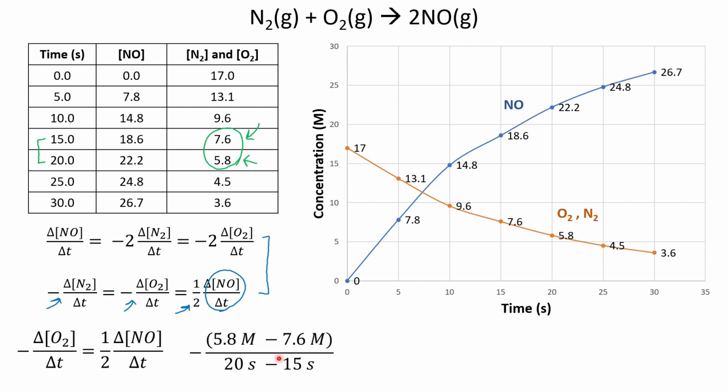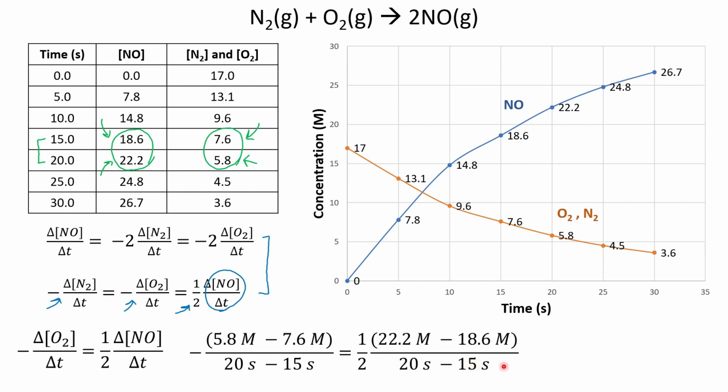Let's look at the data for nitrogen monoxide. So here are my concentrations of nitrogen monoxide. Again, I'm going to put my final number in first and my initial number in second. My time interval does not change. So here are my numbers here. You can see I put my 22.2 in first and then my 18.6. And of course, my delta T is identical to what it was for oxygen.